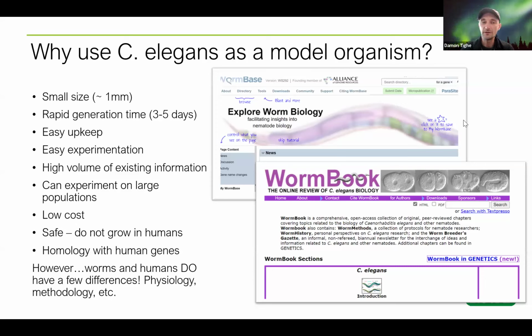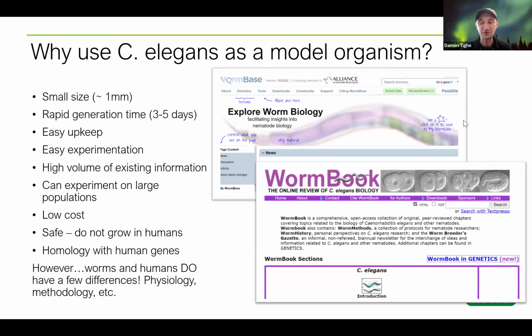They're also super easy to upkeep, because if you can basically grow E. coli, you can grow C. elegans. The experiments are usually pretty easy to set up with them, very similar to what we're doing here with just this chemotaxis assay. And then the other big benefit, and this is mainly on the backs of researchers in the last 20 to 30 years, is this high volume of existing information.